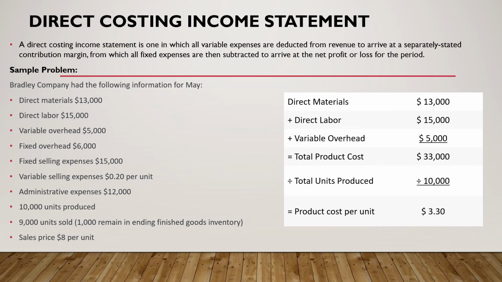First, we compute for the product cost per unit. So how can we compute that? First, we add the direct materials with the direct labor and variable overhead to come up with the product cost. So 13,000 plus 15,000 plus 5,000 is equal to 33,000. We divide it by the units produced, which is 10,000. So the product cost per unit is 3.3.